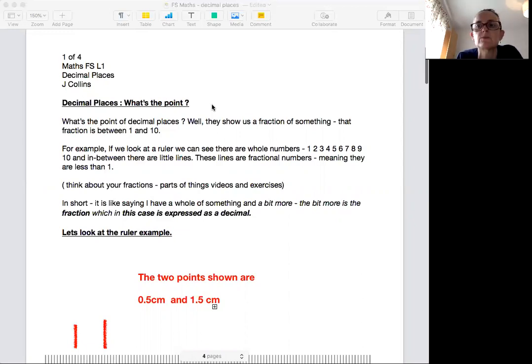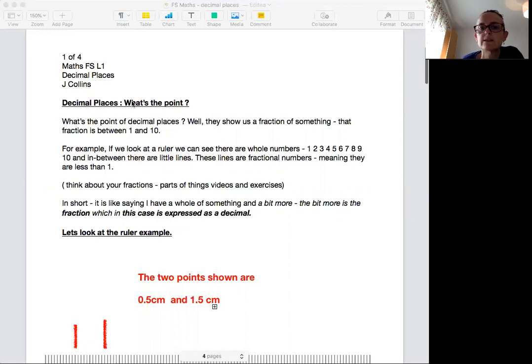So we're going to work through decimal places. And I know some of you in my classes have had difficulty with decimal places, so it's always good to go through them. They will help you with all the other things you have to do where you have to use decimal places. Right, enough of my rabbiting, let's go on.